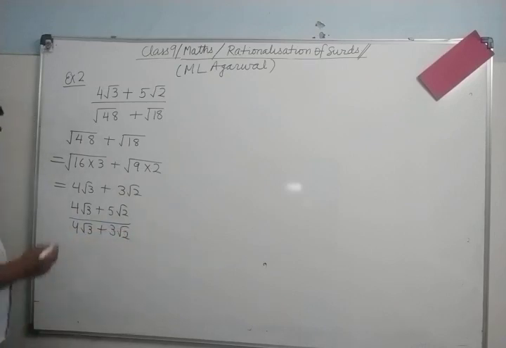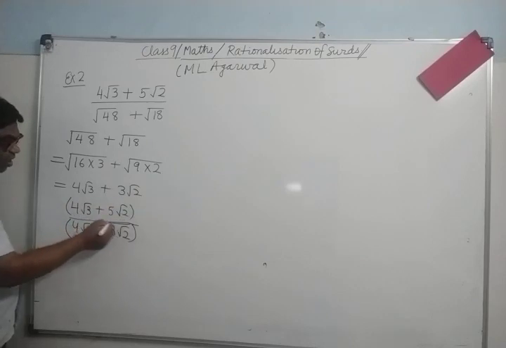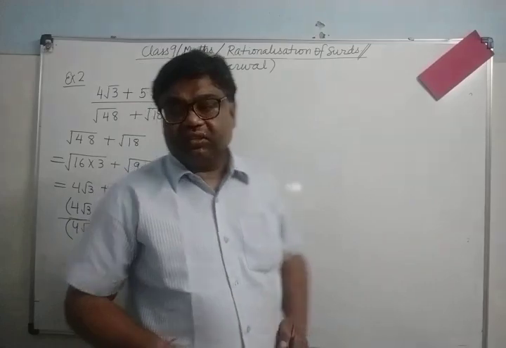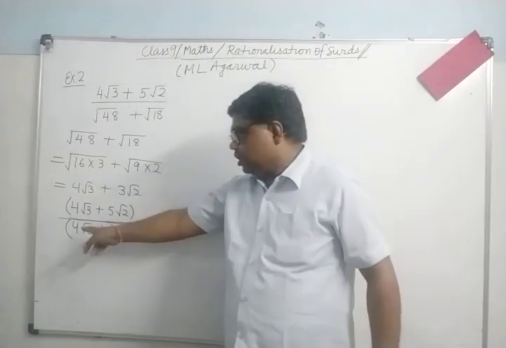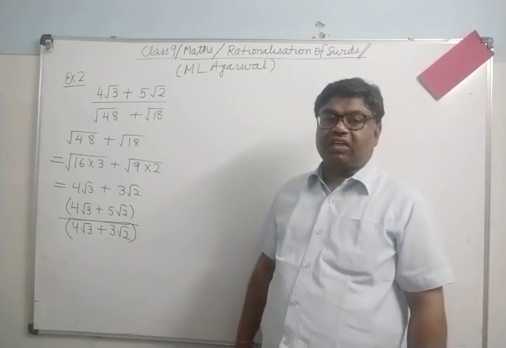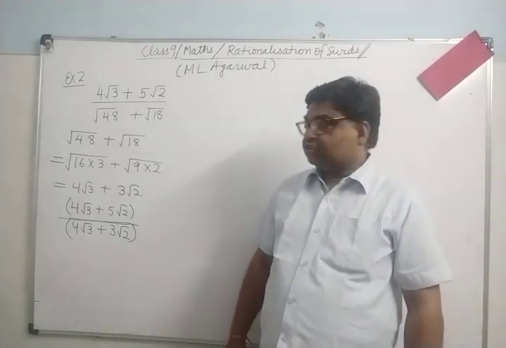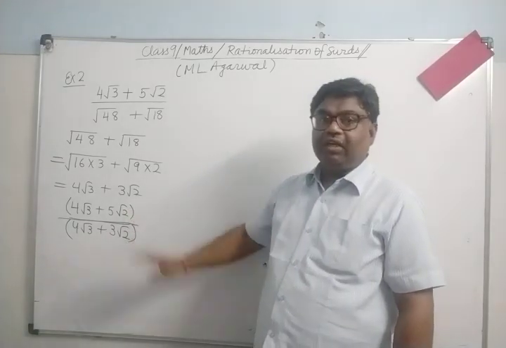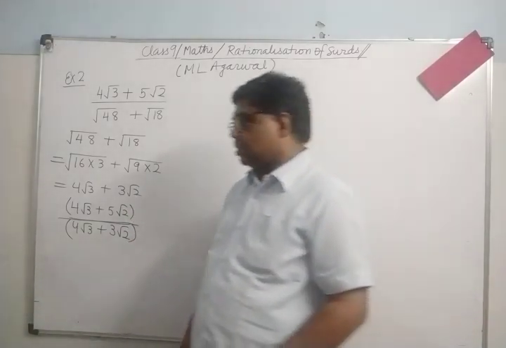So what will be the RF of the denominator? You can see here, what is the RF of the denominator? It is 4 root 3 minus 3 root 2. Here it is in plus sign, so the RF will be 4 root 3 minus 3 root 2. Is it clear? So you multiply numerator and denominator by 4 root 3 minus 3 root 2.